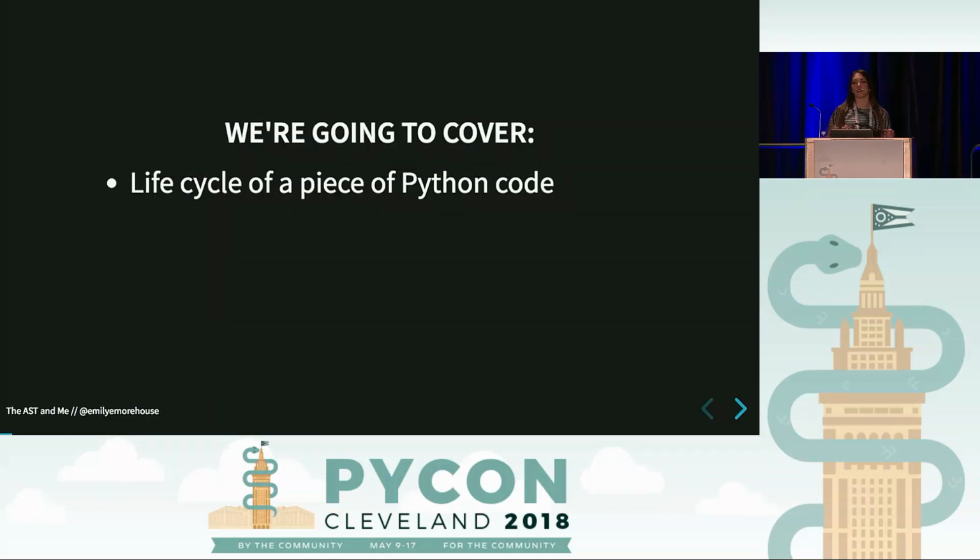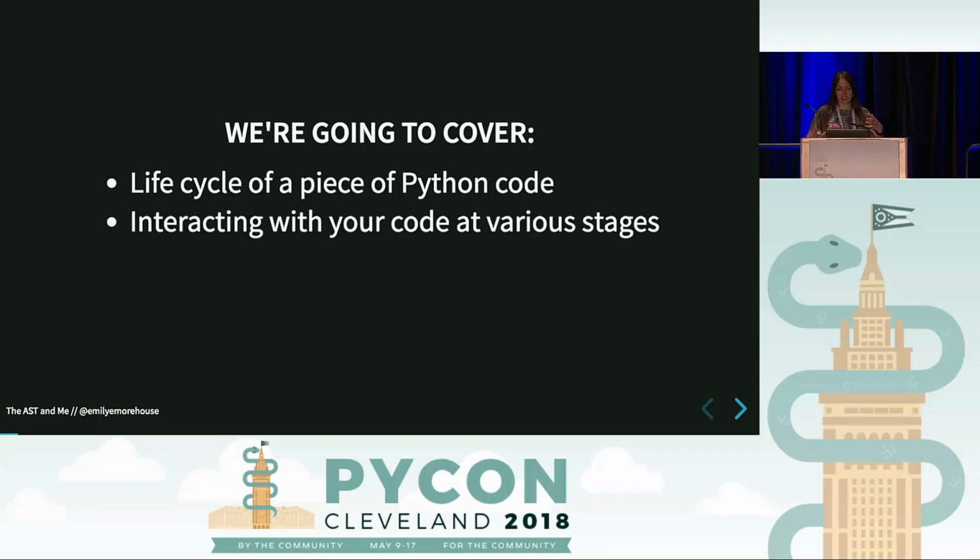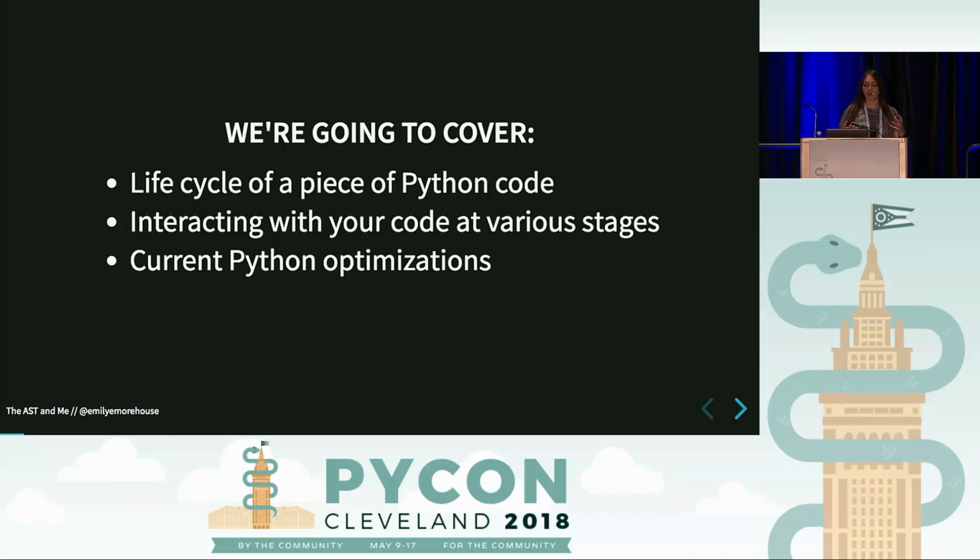So here's a little bit of what we're going to cover in this talk. We're going to walk through the life cycle of a piece of Python code from a very 10,000-foot view perspective of this. We're going to detail how you can actually interact with your code at various stages of this pipeline. And then we're going to talk a little bit about the current optimizations in the Python compilation process. And then we're going to talk about some practical applications of using ASTs to build really cool tools.